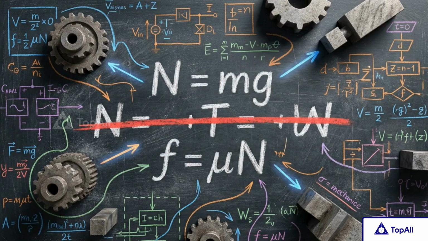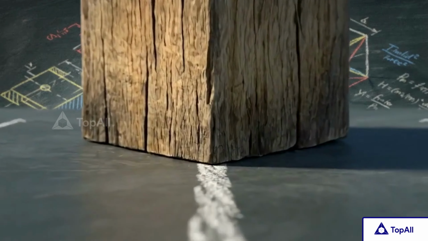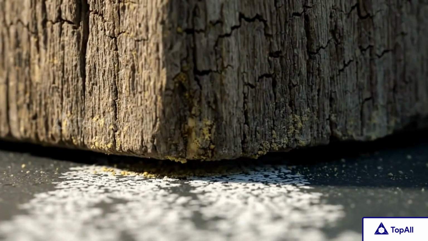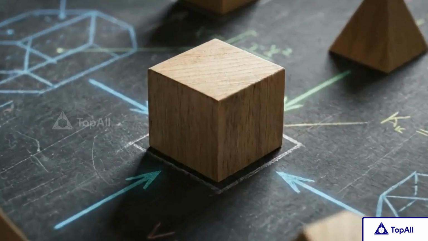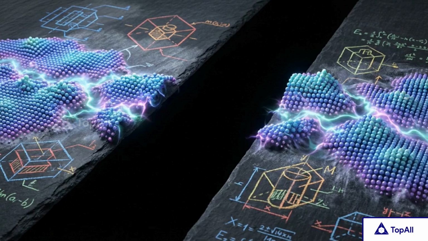But here is the strange truth underlying every calculation we've just discussed. None of the forces we just modeled, not friction, not tension, not normal reaction, are actual fundamental forces of nature. To see why, we have to look past the visible surface. Zooming in infinitely close to the contact point between the block and the floor, the smooth wood grain completely disappears, revealing a chaotic, jagged landscape of atomic structures.